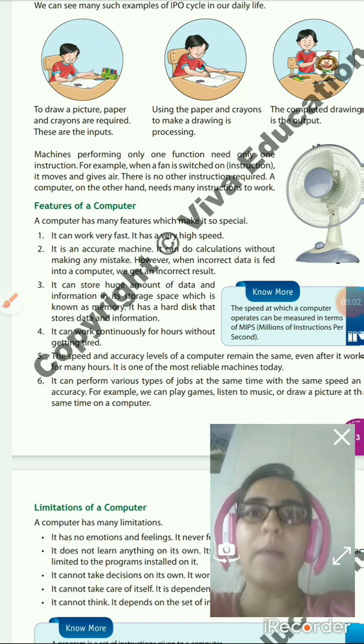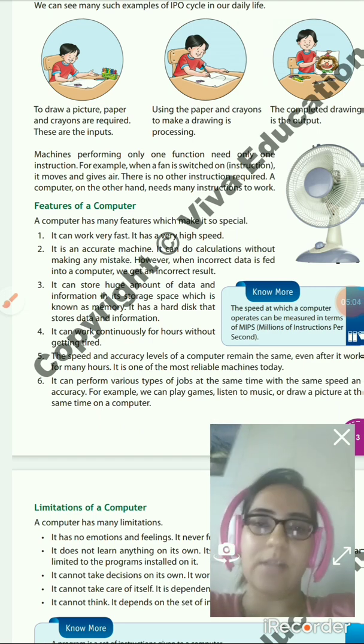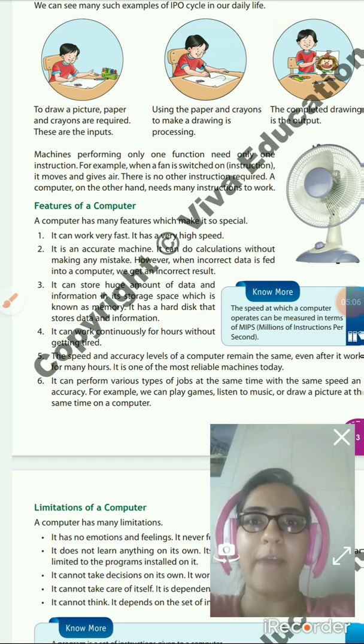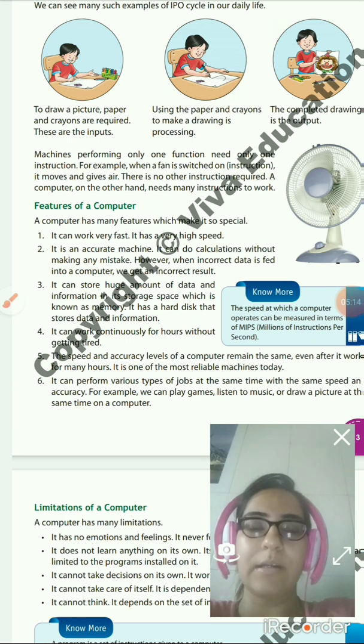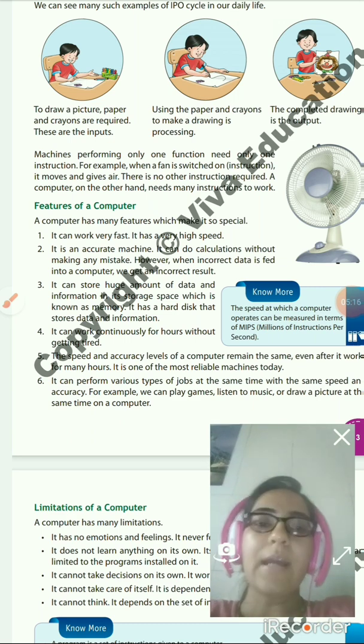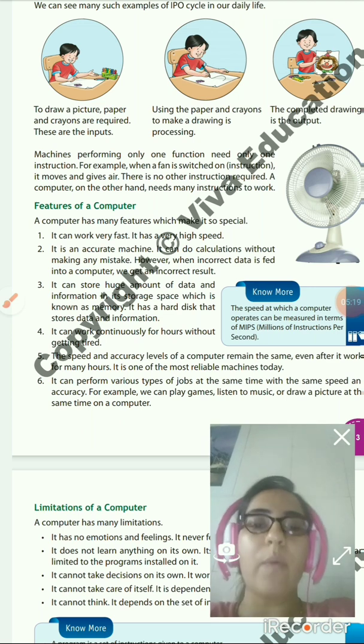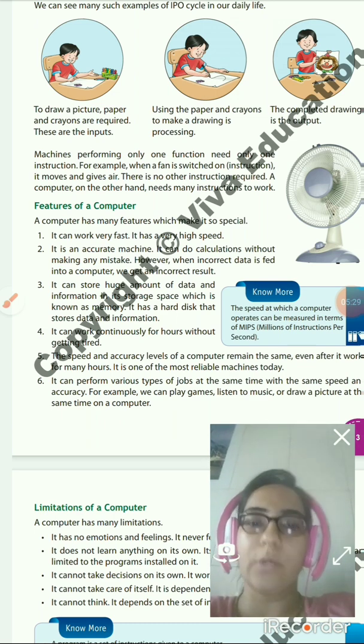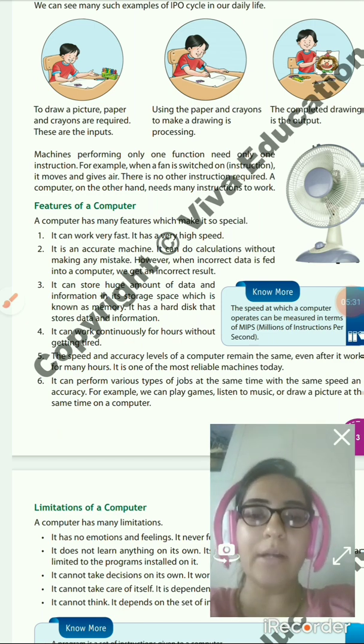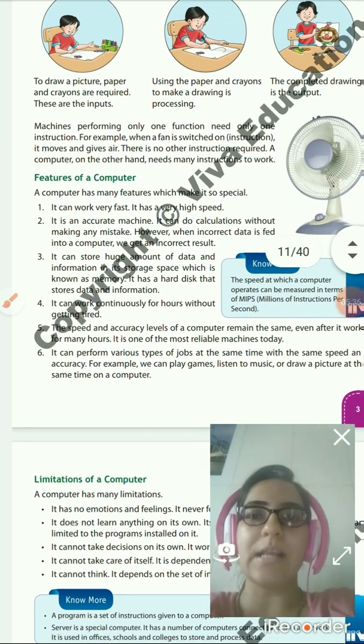Machines perform only one function and need only one instruction. For example, when a fan is switched on, it moves and gives air. There is no instruction required. A computer, on the other hand, needs many instructions to work. There are many other machines also which do not require any instruction, for example, fridge, fan, cupboard. You just have to switch on and it will work automatically. But the computer is a smart machine. It is different from other machines. So it requires instructions to perform various calculations.